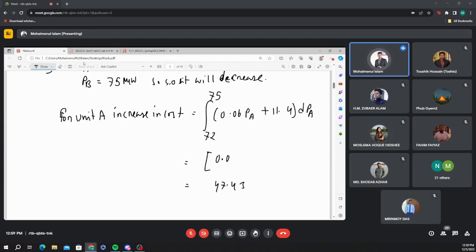47.43. Okay, we can call it BDT per hour, suppose. So if you solve this equation, suppose with respect to dPA, you need to integrate this value, then the value should be half of the constant, and PA should be squared, plus 11.4 times PA. So that is the equation, 72 to 75. If you put the value here, then you will also get the same value. Just cross check that it is the same.